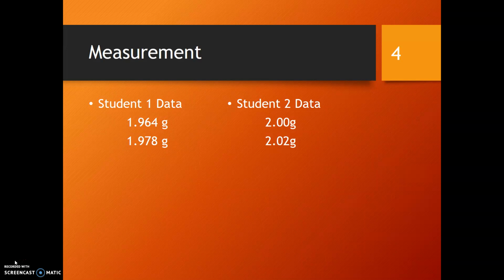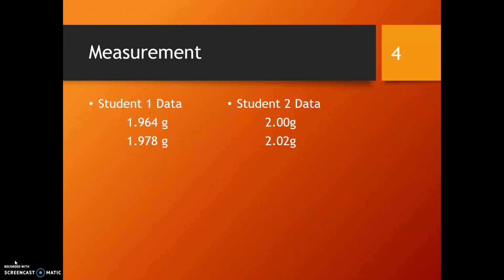Before we can answer the question, which one was more accurate and which one was more precise, we need to know the true value of the mass of that measured object. And I'm going to tell you that the true value is 2.000 grams. So right at 2 grams.